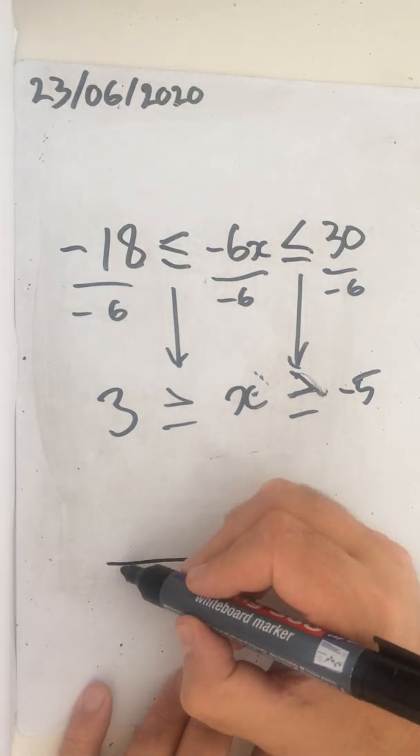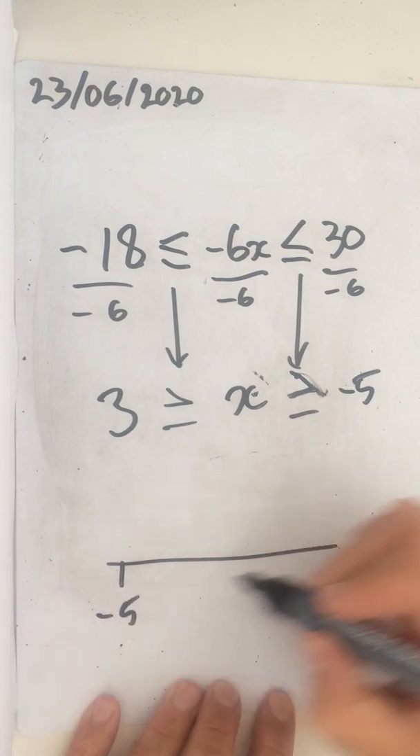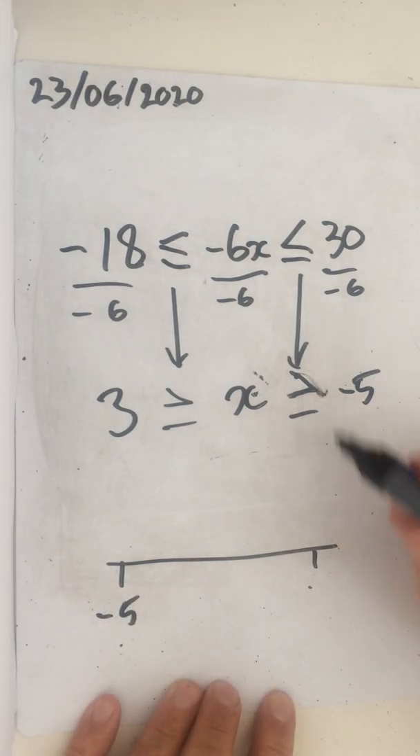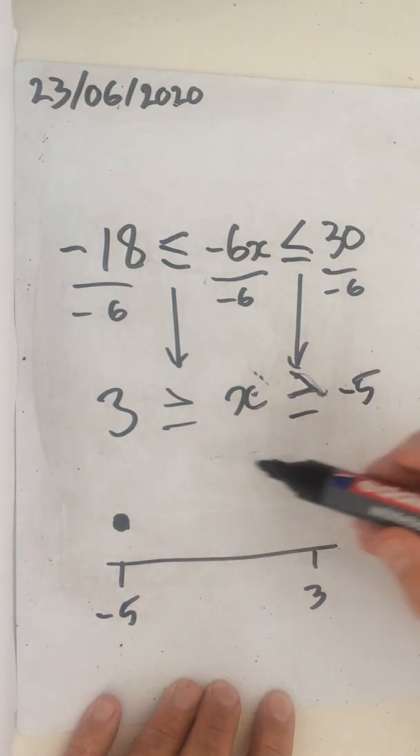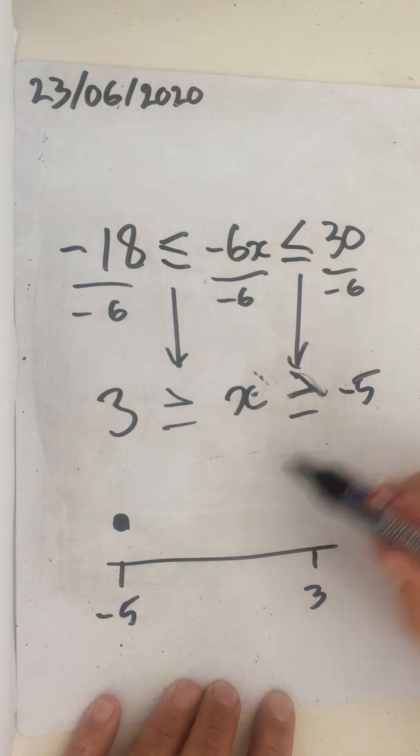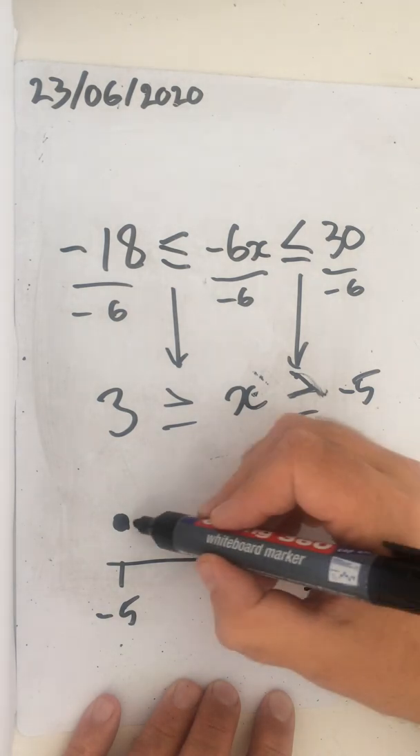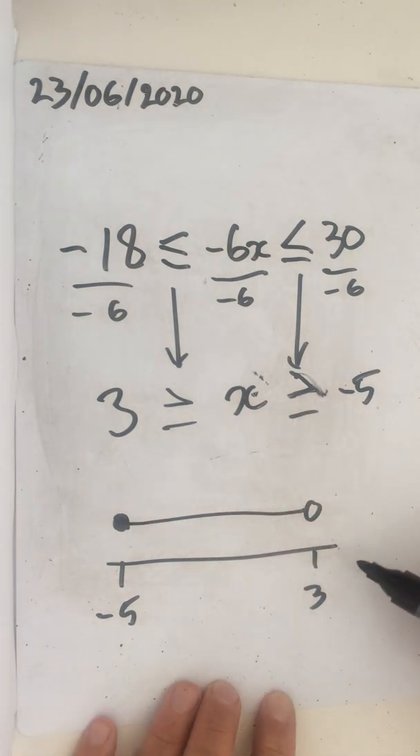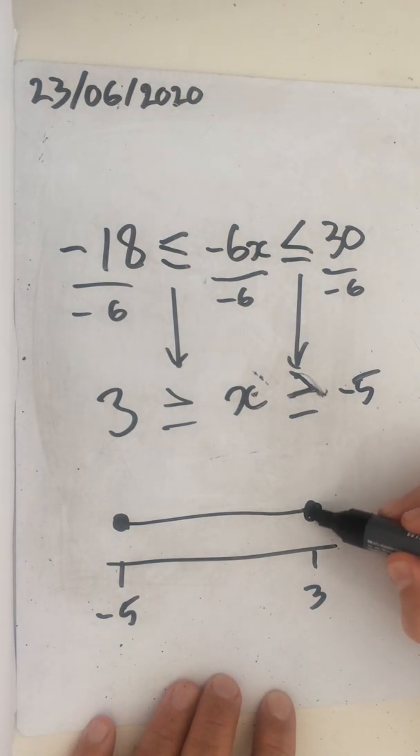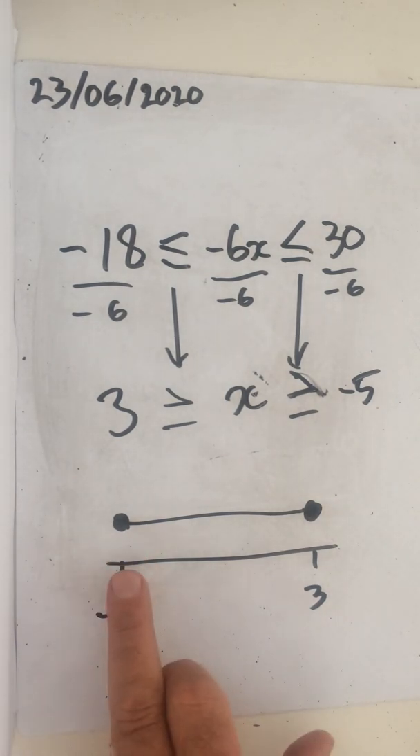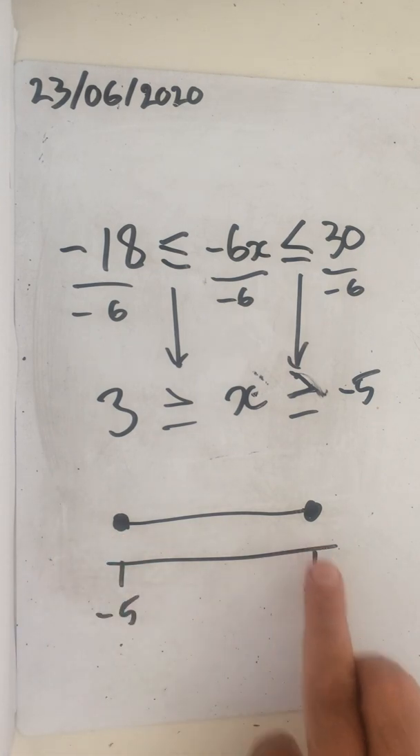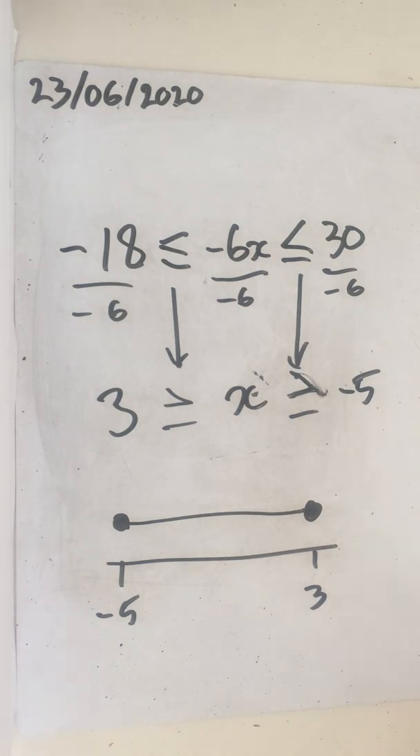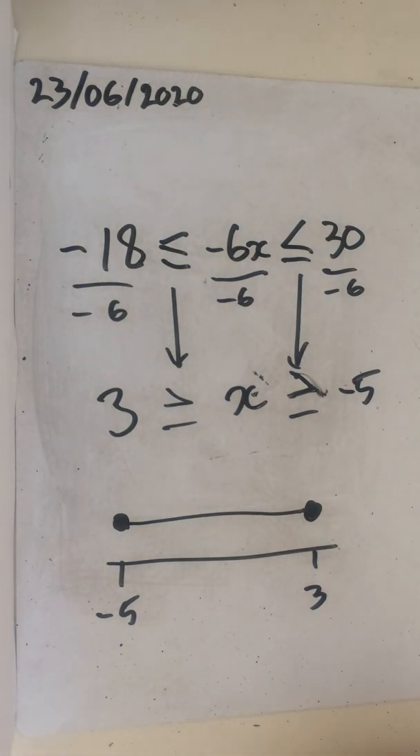So we've got our -5 here. We've got or equal to, sorry. So it's got to be bigger than or equal to -5, and then smaller than or equal to 3.